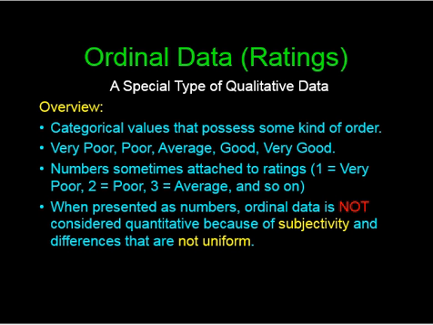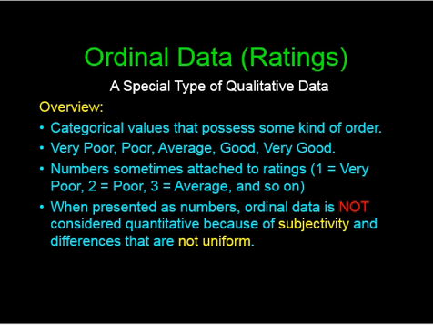So for example, at the end of this course, you're going to have a chance to rate your instructor. And he is either very poor, poor, average, good, or very good. So those are categories, but you can't place them just anywhere on a scale. Very poor means less good than poor. Poor is less good than average. Average is less good than good. So in other words, very poor would be the least of these ordered categories. Very good would be the best of these ordered categories.